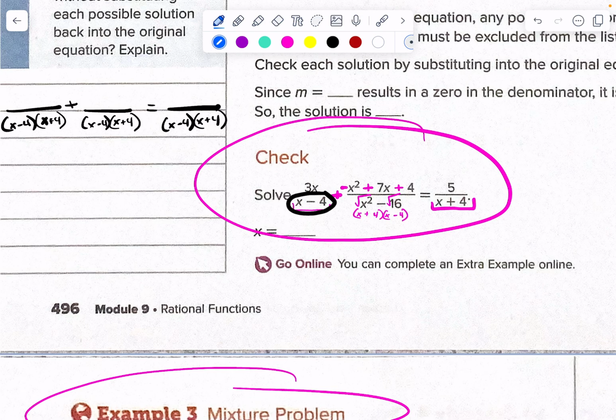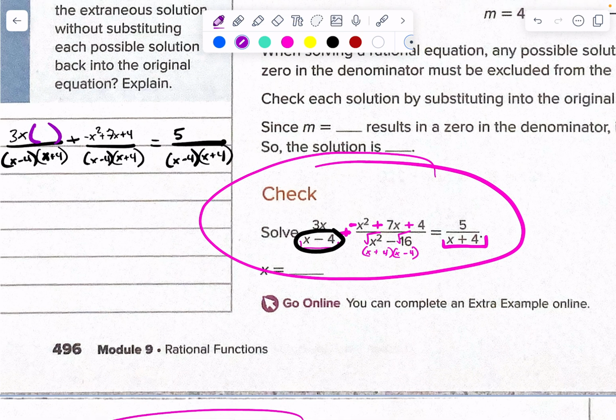Okay, I've got my tops are 3x. This is negative x squared plus 7x plus 4. And this one is 5. Okay, so here I have what I need to multiply by what he needs. So this 3x, he had an x minus 4 below him, so he needs the x plus 4. This guy, the really long, ugly thing, thank goodness, he has everything below him, so he doesn't need anything, so I'm just going to put a 1 there. And then the 5 had an x plus 4, so he needs an x minus 4, okay?